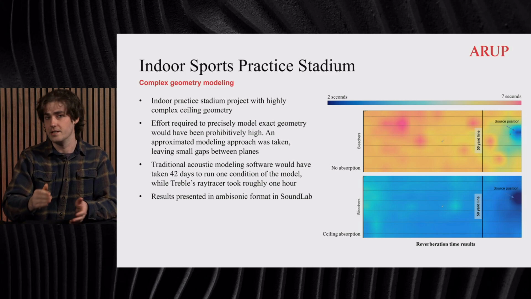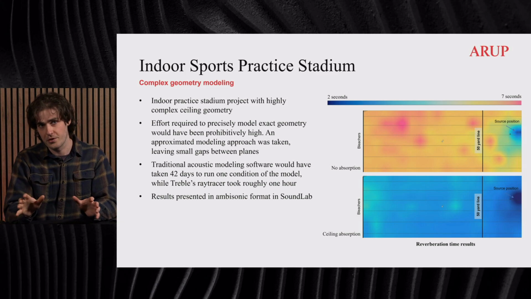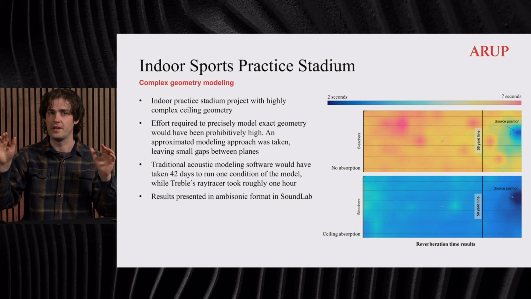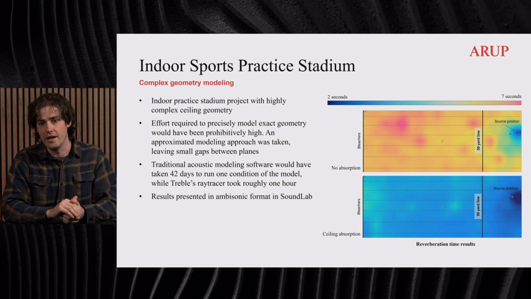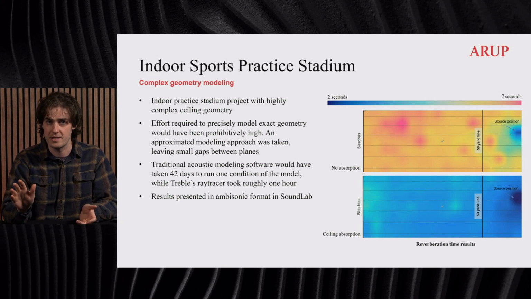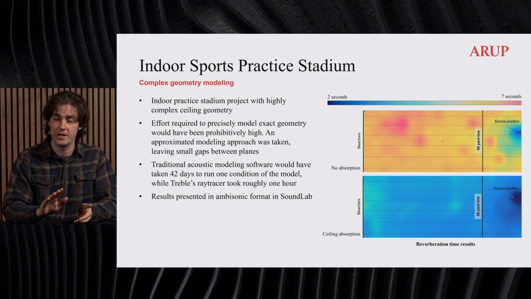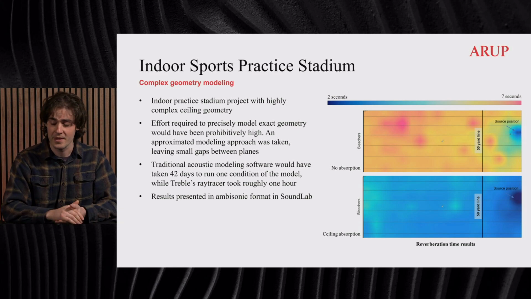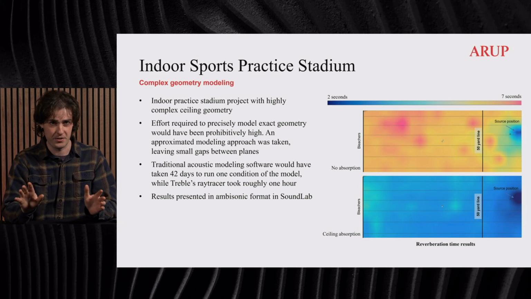And so what we did instead is we took something more similar to the architectural model, where that lattice was floating just a couple of millimeters off the actual roof itself. And Treble accepted this geometry without really any complaints. And one of our more standard ray tracing software packages would accept the geometry, but would take about 42 days to produce results, which is pretty tough to work with. So Treble would run those same results in less than an hour.